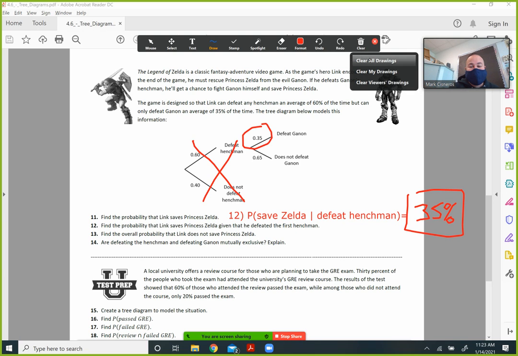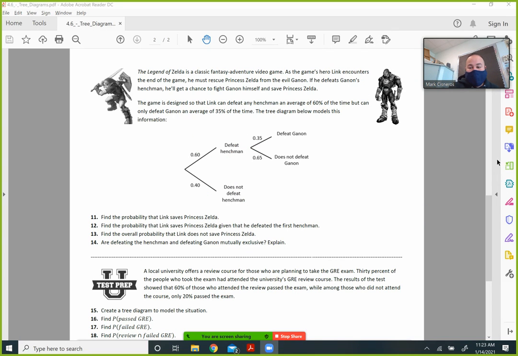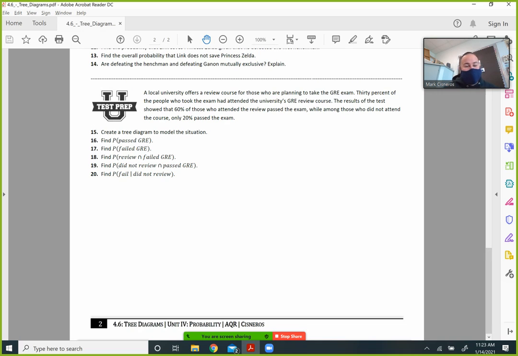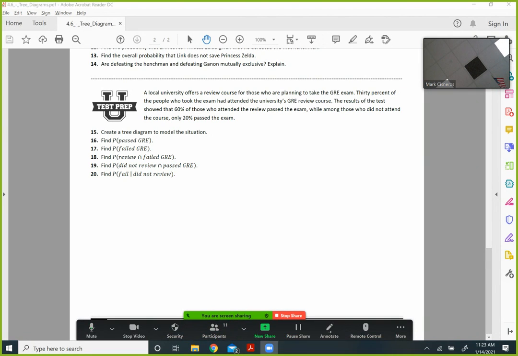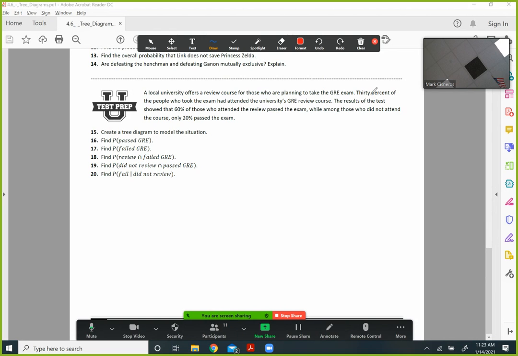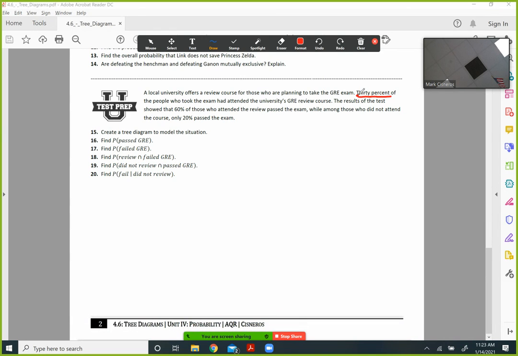Let's go to the last section. And since this is being recorded, I'm going to go back and put in the tree diagram that we drew yesterday. This told us that for a GRE prep course, 30% of people took the course. If they took the course, 60% passed. If they did not take the course, only 20% passed. I didn't do this with every class, but in this class, I think we did it yesterday. So bear with me, guys.